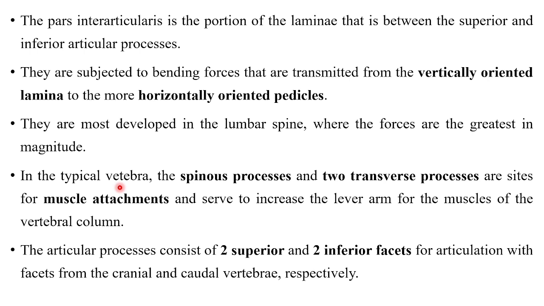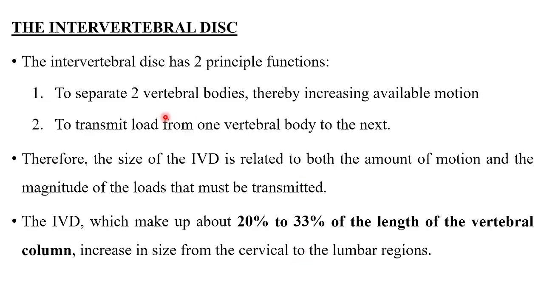In the typical vertebra, the spinous process and two transverse processes are the sites for muscular attachments and serve to increase the lever arm for the muscles of the vertebral column. The articular process consists of superior and inferior facets for articulation with the facets from the cranial and caudal vertebra, respectively. So coming to the intervertebral disc, it has two principal functions.